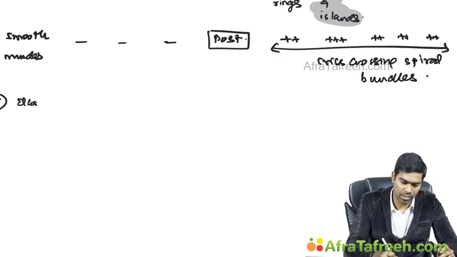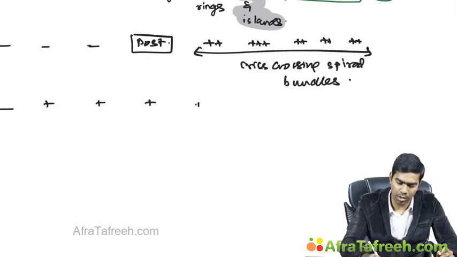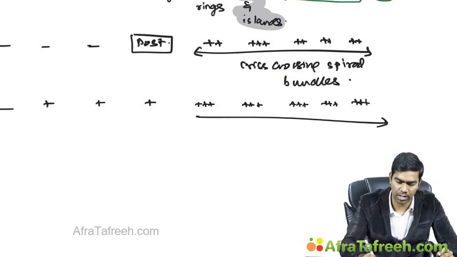Then elastic fibers. Typically, you don't have any elastic fibers in the nasal cavity, but you do have some amount of elastic fibers till the trachea. And the moment you enter the bronchus, as you move more and more distally, the elastic fibers are going to keep on increasing.